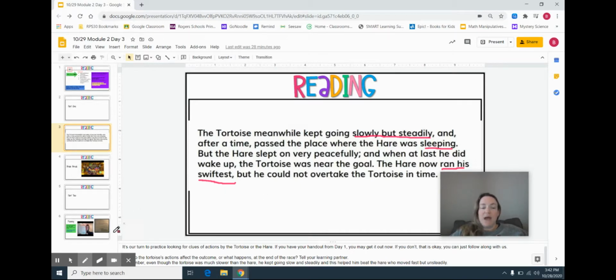So now that we have reviewed the actions in this paragraph, and you reviewed the actions in the previous paragraphs of the story with Miss Spears, I want you to turn to your learning partner and tell them how the tortoise's actions affected the outcome, or what happens at the end of the race. Turn to your partner now.